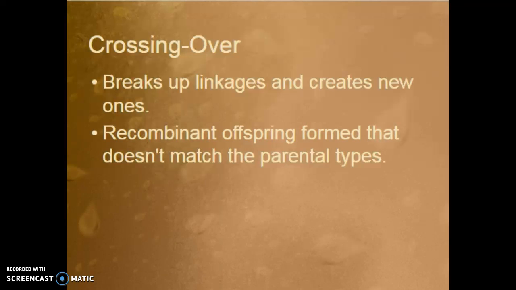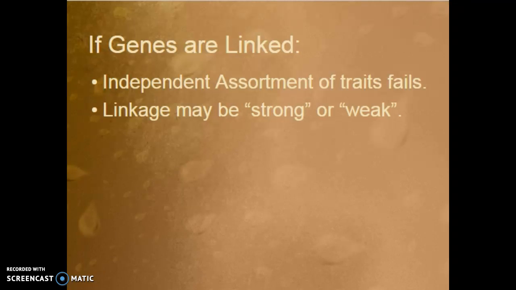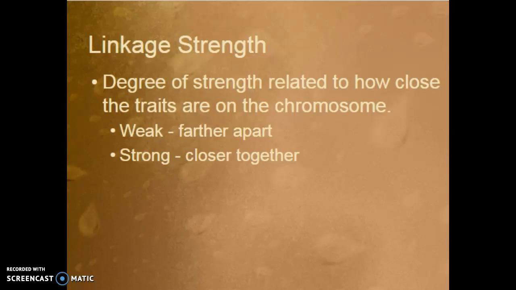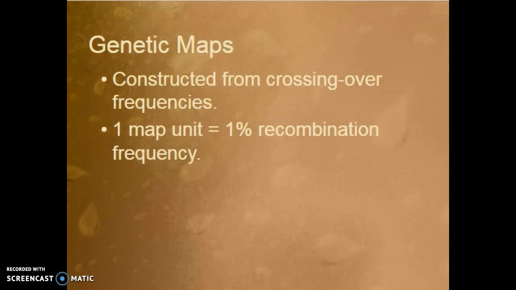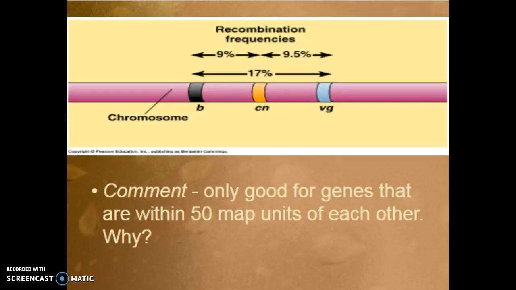Don't forget about crossing over from meiosis. We've learned a ton of this. Linkages may be strong or weak, kind of like I talked about. The degree of strength, think of Red Rover there. We use these crossing over percentages to build our addresses. We say one map unit is one recombination frequency, so 1%. So that 17% that we saw in that last example, they would be 17 map units apart. Once we map a bunch of these different traits that we can find on the same chromosome, we can piece together a decent map.